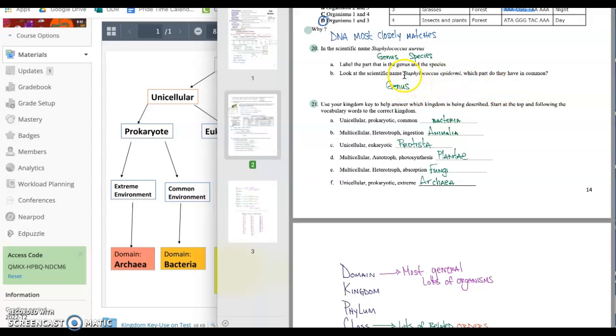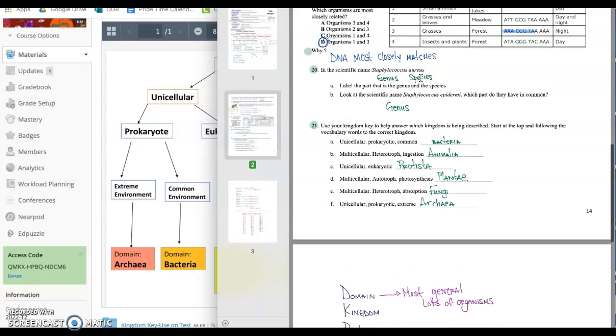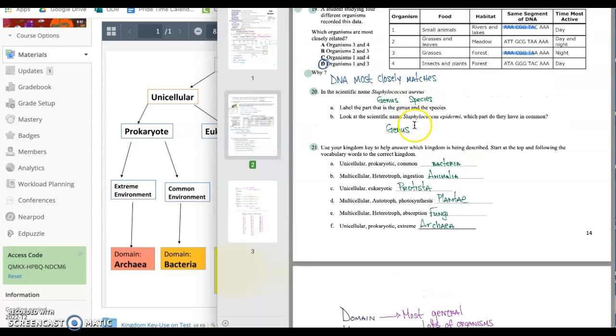What do they have in common? This is Staphylococcus epidermidis. These are two different bacteria, by the way. What they have in common is their genus. So they're not the same species, but they are related.